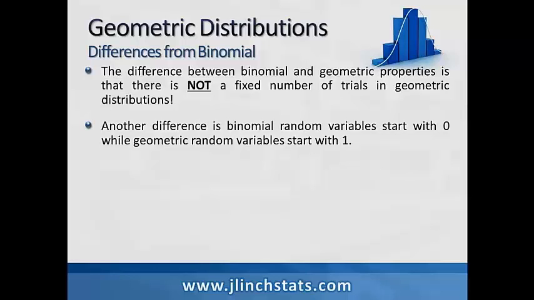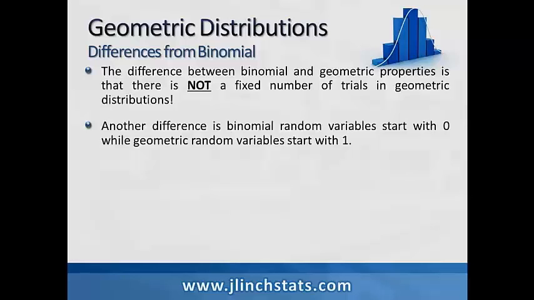Another difference is the binomial random variable starts with 0, while the geometric random variable starts with 1. And recall the difference. In a binomial distribution, we're looking for the number of successes out of a certain number of fixed trials n. We could have 0 successes out of n trials. That definitely is a possibility.